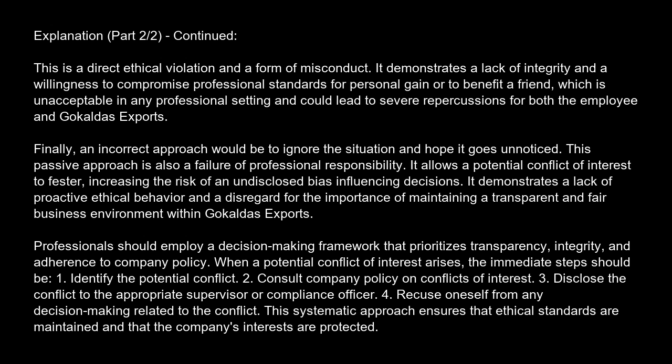Professionals should employ a decision-making framework that prioritizes transparency, integrity, and adherence to company policy. When a potential conflict of interest arises, the immediate steps should be: 1. Identify the potential conflict. 2. Consult company policy on conflicts of interest. 3. Disclose the conflict to the appropriate supervisor or compliance officer. 4. Recuse oneself from any decision-making related to the conflict. This systematic approach ensures that ethical standards are maintained and that the company's interests are protected.